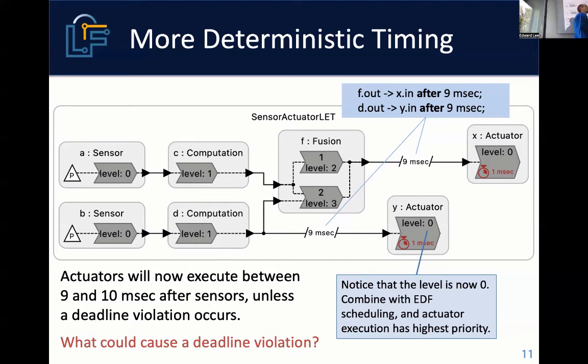So as a consequence, when logical time advances to this 9 millisecond point, this reaction will have top priority. These two will have top priority. Consequently, they will execute right away. So we're going to execute very close to 9 milliseconds. Really get the jitter of the timing down on the system. Right?